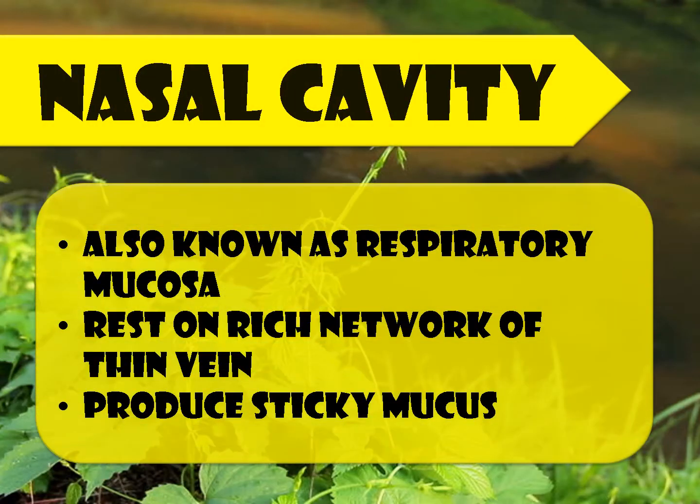Next part is called the nasal cavity. The nasal cavity is also known as the respiratory mucosa since it is the space which produces mucus. The purpose of the mucus is to filter the air. It also traps soot, dust, and other pathogenic agents that can possibly harm the respiratory system.